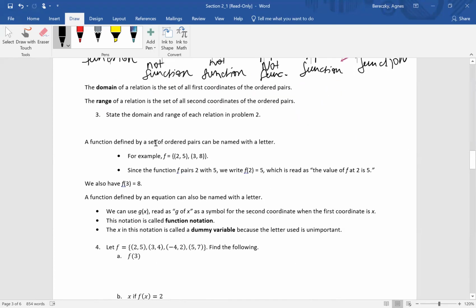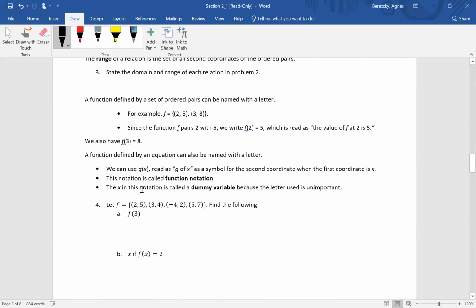A function defined by a set of ordered pairs can be named with letters. For example, a function f can be represented (2, 5), (3, 8). Since the function f pairs 2 with 5, we write f of 2 equals 5, which is read as the value of f at 2 is 5. We also have f of 3 equals 8.